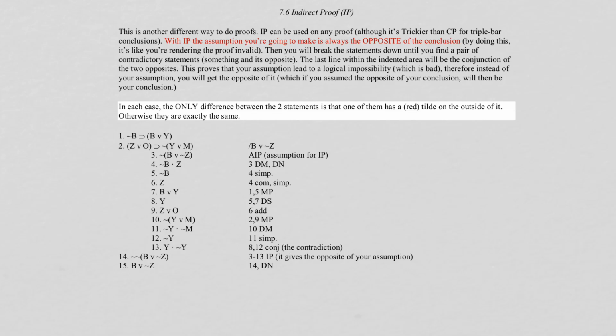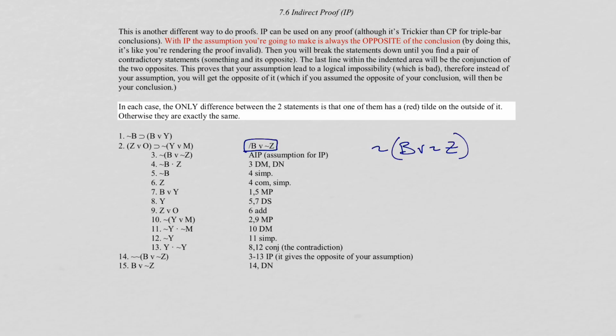Okay, so 7.6, indirect proofs. These are similar, but actually quite different than a conditional proof. The similarity is that you set them up very similarly. In other words, you have to indent. The difference is, with the conditional proof, you're always starting with the antecedent, then you're ending up with a conditional statement. Here, you are going to take the conclusion, whatever it might be, and you're going to put a negation in front of it.